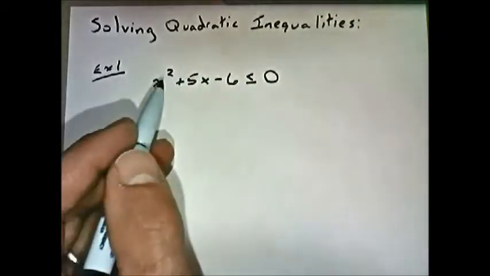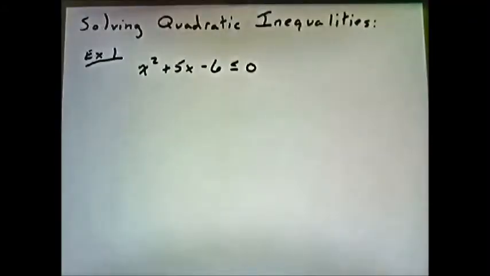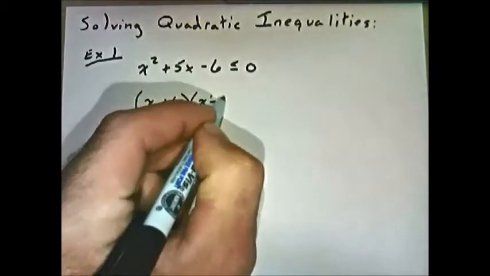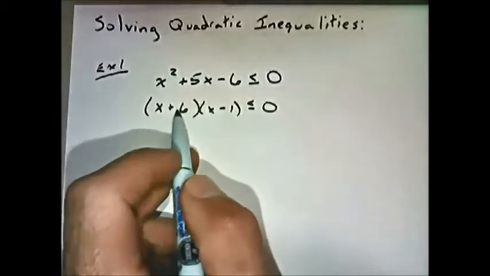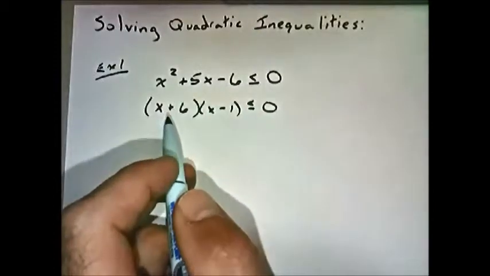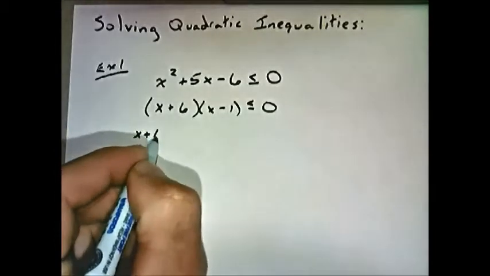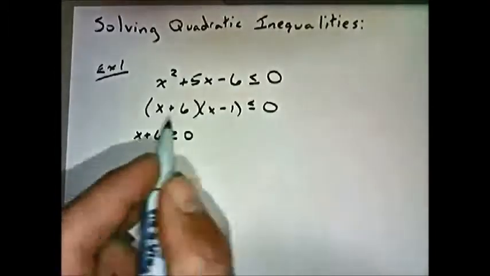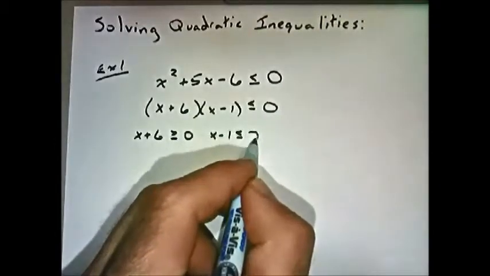Since we have a quadratic, we're going to go ahead and factor this trinomial. So our factored form is x plus 6 times x minus 1 is less than or equal to 0. If I multiply these two factors together, in order for this to be less than 0, one would have to be positive and one would have to be negative. So we'll have x plus 6 greater than or equal to 0, and then x minus 1 less than or equal to 0.